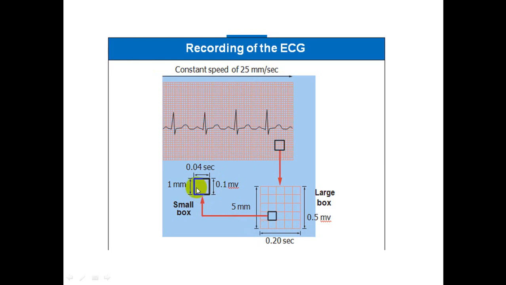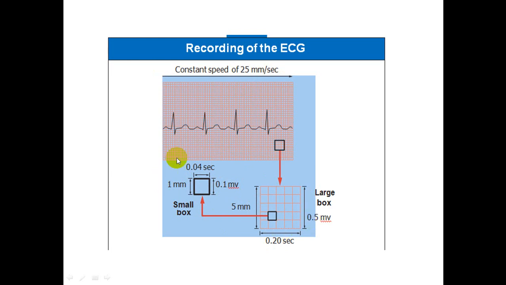Horizontally, each small box is 0.04 second or 40 milliseconds. Five of them equal 0.2 second. While vertically, each small square is 0.1 millivolt, and 5 of them equal 0.5 millivolt.